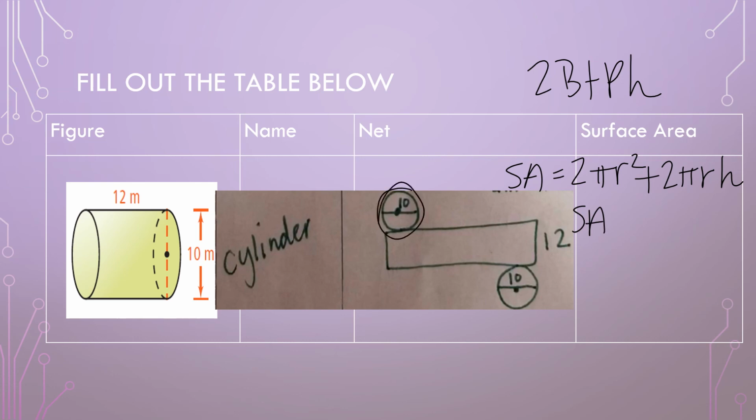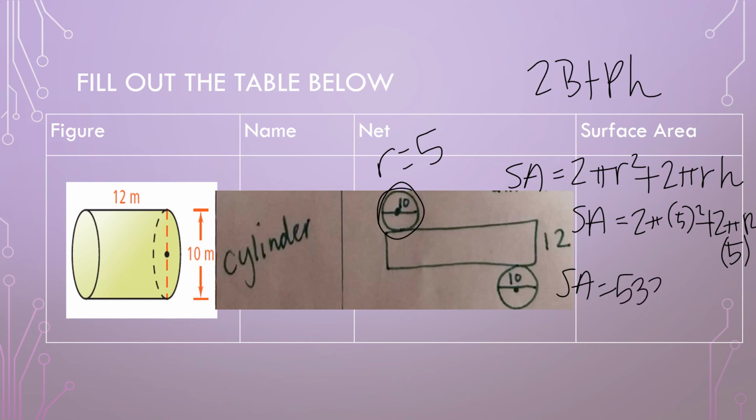Our diameter is 10, so that means our radius has to be 5. So surface area is 2 times pi times 5 squared plus 2 times pi times 5 times 12. Sorry, I don't really have enough room there, but that's okay. You plug that all into your calculator, and you would have 533.8 meters squared.